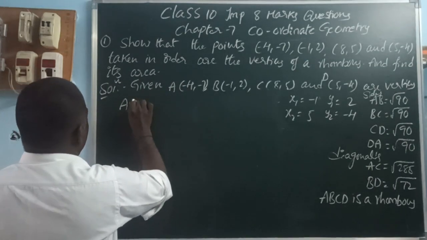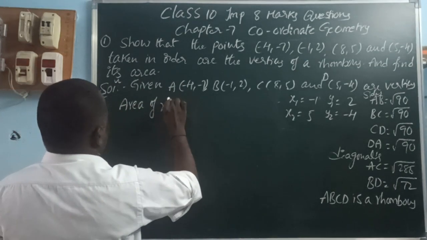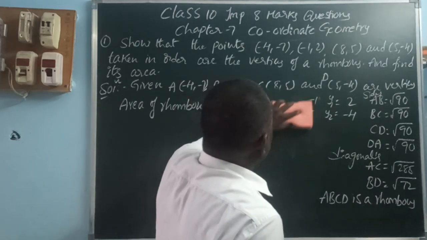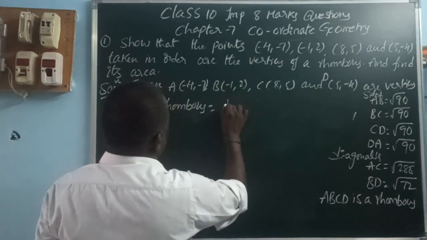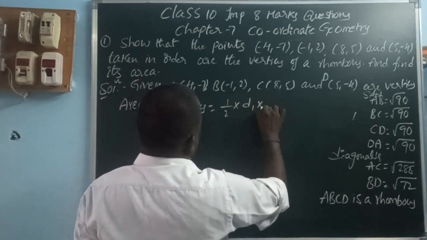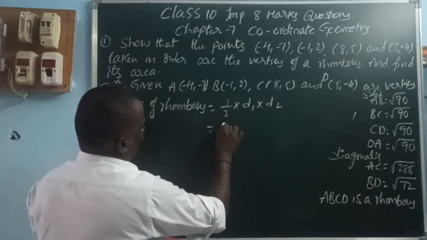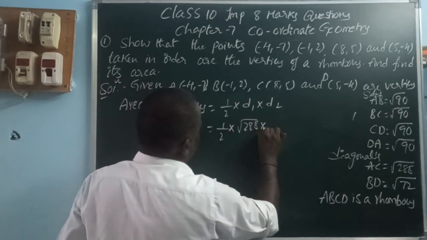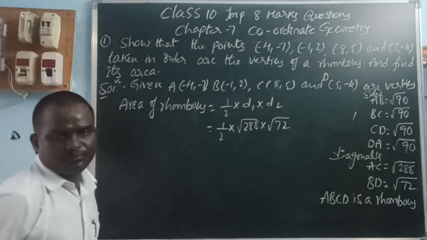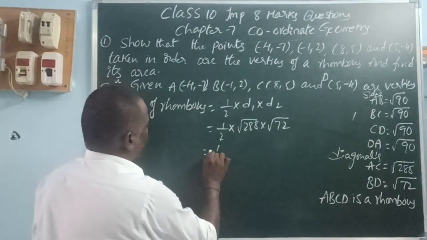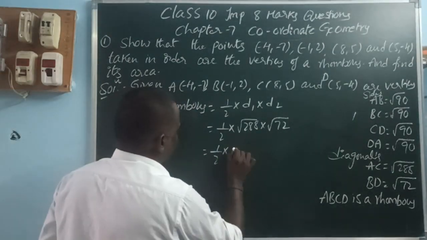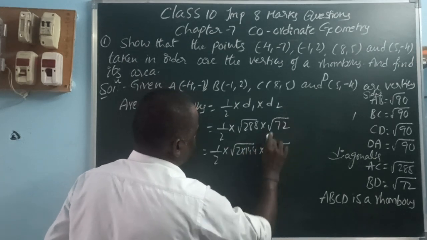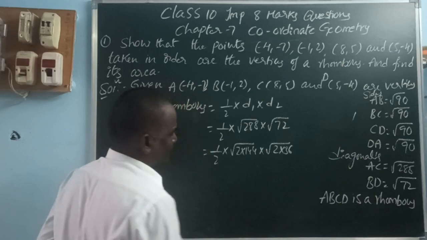So area of rhombus is half into d1 into d2. So half, d1 the first diagonal, that is square root 288. Second diagonal, square root 72. So here, square root 288 we can write as 2 into 144. Next, square root 72 we can write as 2 into 36.